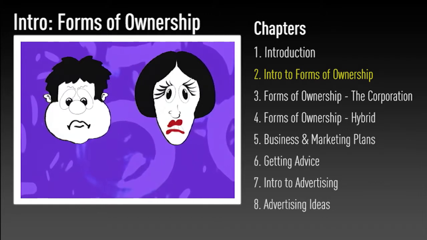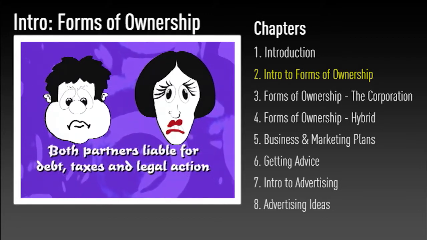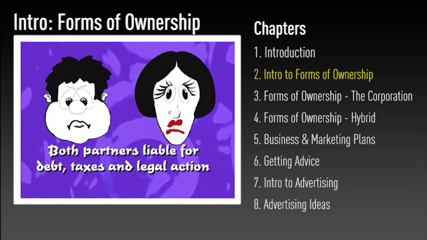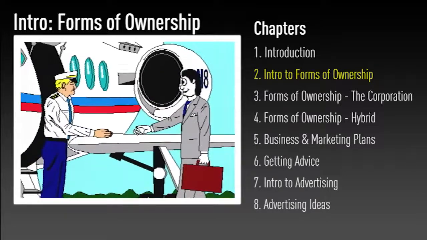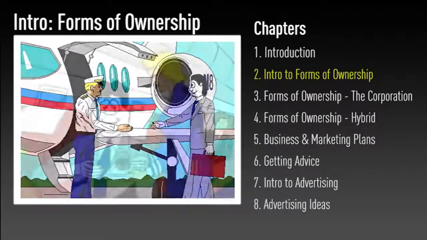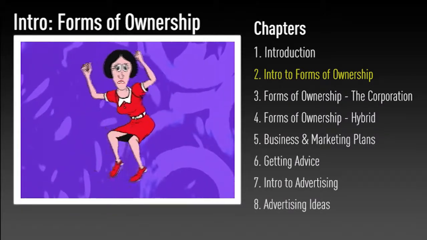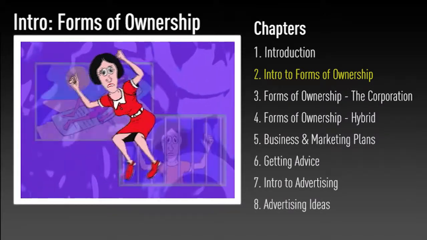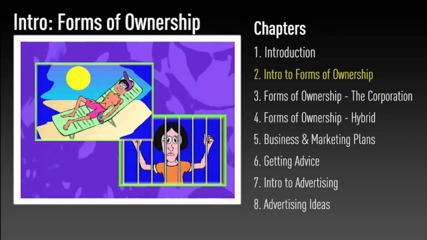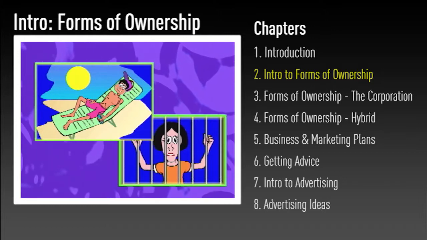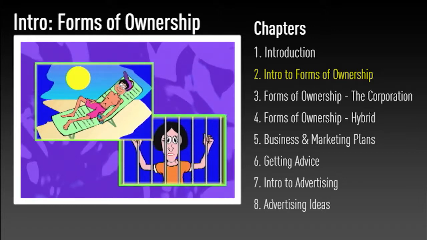One extra concern in a partnership is that both partners are liable for debt, taxes, and legal action. For example, if Mike took out a $30,000 business loan for equipment, but then left town with the money, his partner Peggy would be responsible to pay it back. That responsibility for a partner's actions is a major reason that simple partnerships are not used very often. A more common form of business ownership is the corporation.